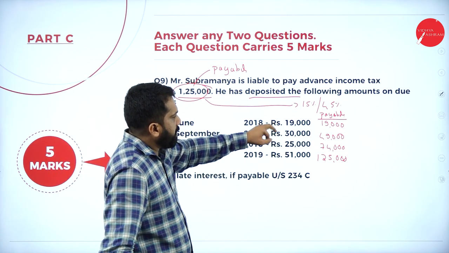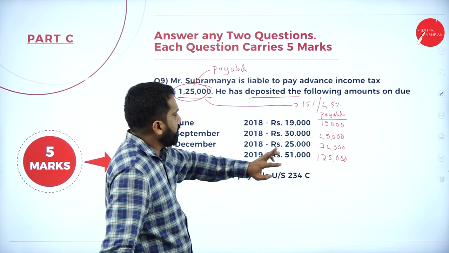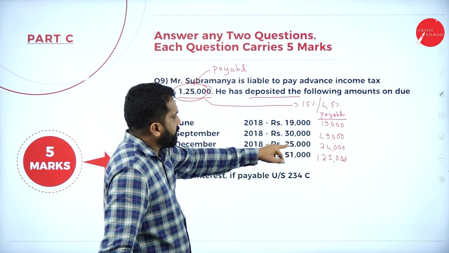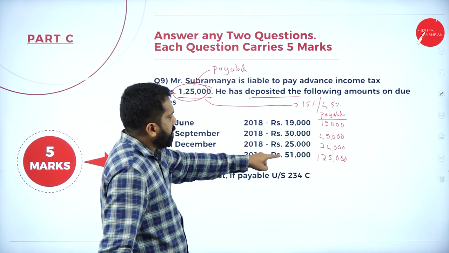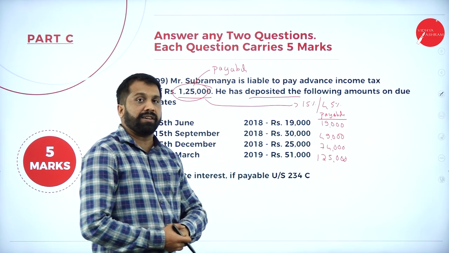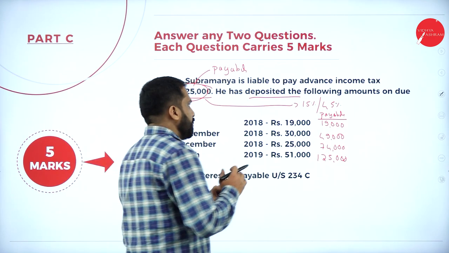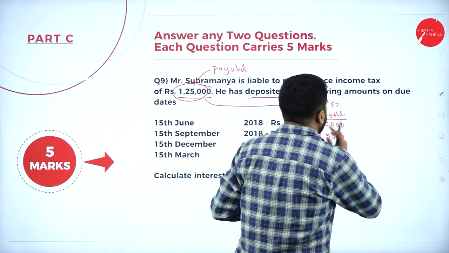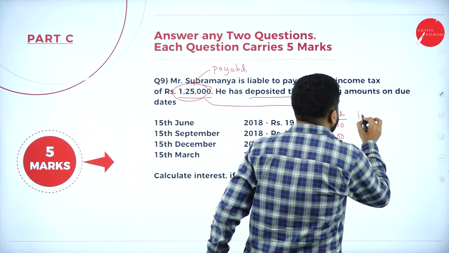Second year, what is the total payment? 19 plus 30, 49,000. 49 plus 25, 74. 74 plus 51, 1,25,000. Now, up to this we have completed payable. Paid.